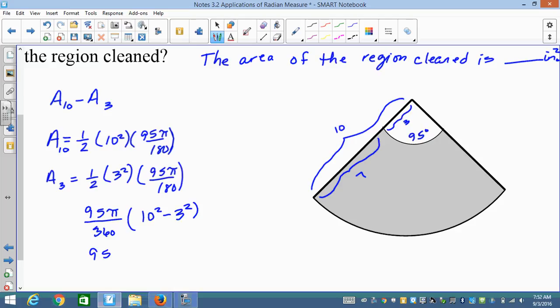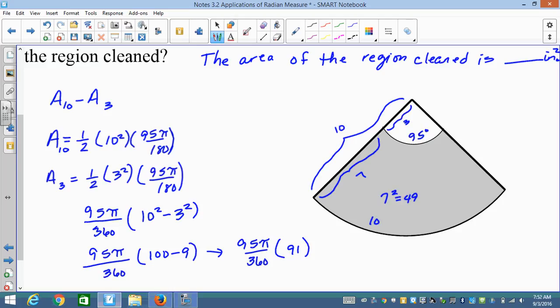So 95 pi over 360, 100 minus 9. So 95 pi over 360 times 91. Now this is where I get to point out that 7 squared equals 49. So now you guys can see that 10 squared minus 3 squared equals 91, which does not equal 49. And your answer would have been way off, not a little bit off, way off.